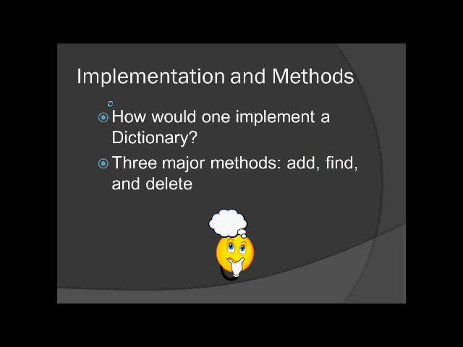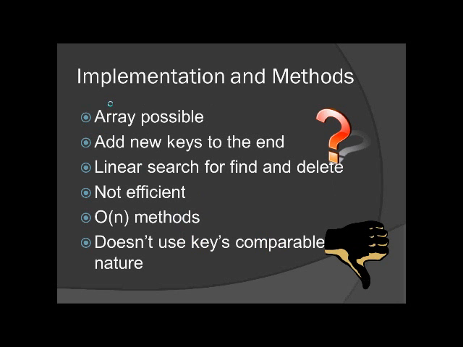Now you may wonder, how can one implement a dictionary? Well, keep in mind these three main methods: add, find, and delete. One very basic implementation is through an array. Essentially, you would store the keys in the different array slots. You would add new keys to the very end, and you could literally search to find and delete members.